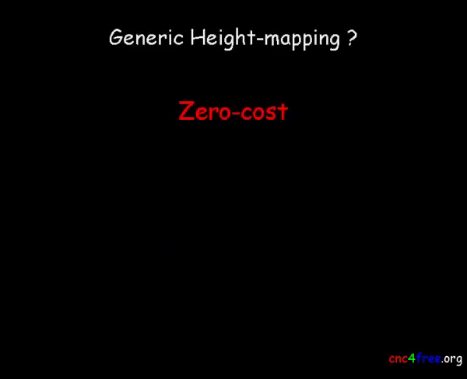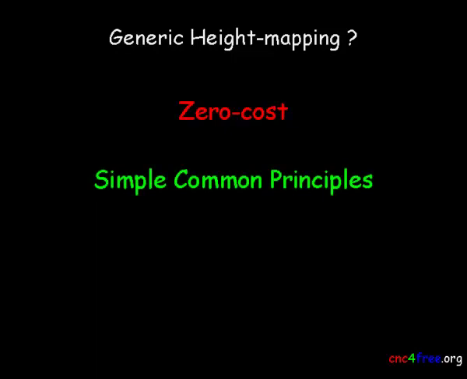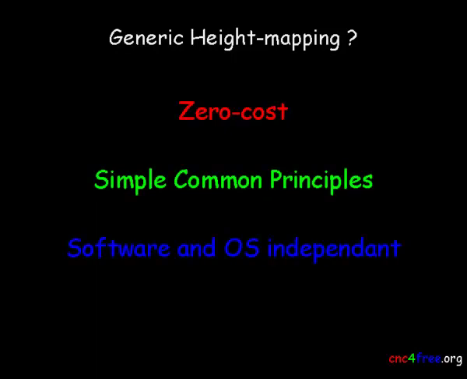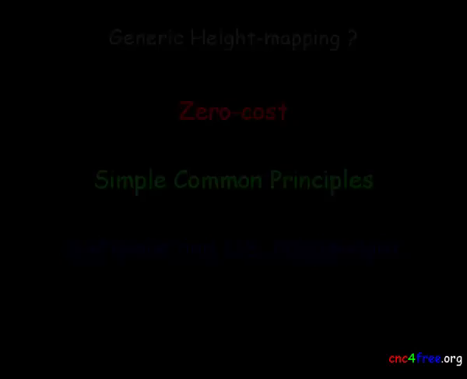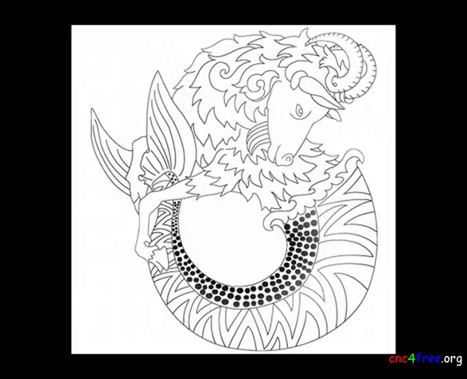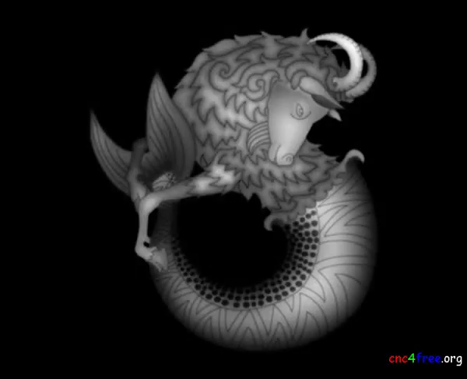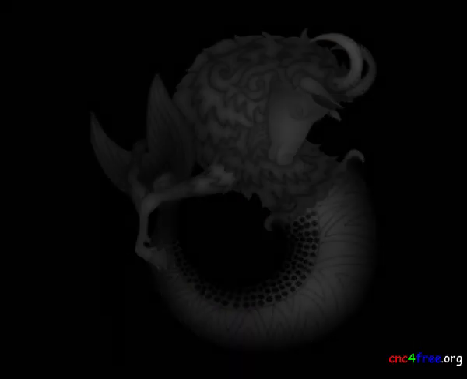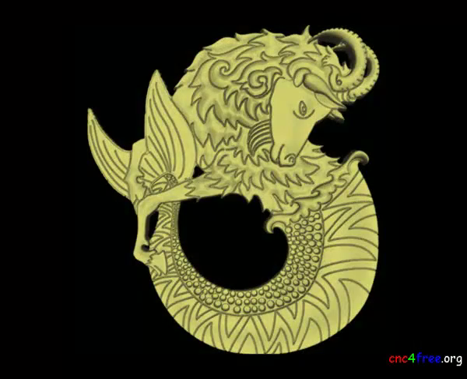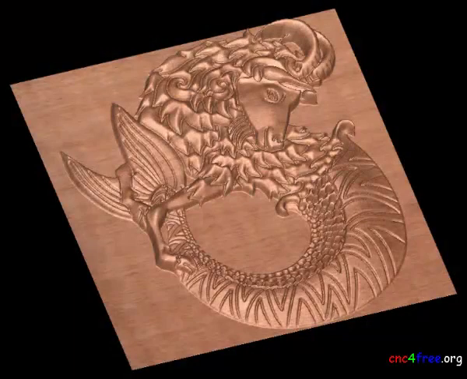Generic height mapping offers a zero-cost solution based on simple common principles that apply across software and operating systems. A little knowledge and some basic techniques using free software provide a fast, flexible, and powerful means to address CNC content generation requirements. Techniques based on height mapping exploit principles and methods hidden behind the GUI of expensive software and will adapt to meet a wide range of 3, 4, and 5-axis needs.